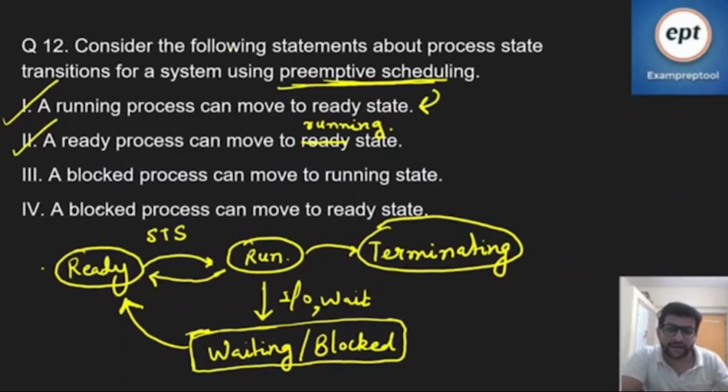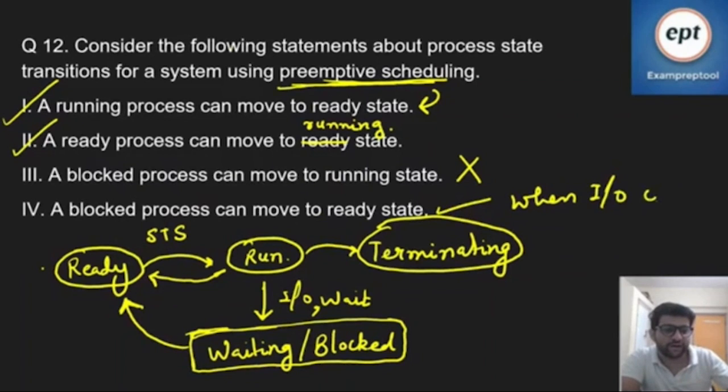The third option states that a blocked process can move to a running state. This is completely wrong. As I said, it is not possible for a process to move from a blocked state to a running state. A blocked process can move to a ready state. Yes, when the IO operation completes. So this is also correct. Which of the following statements about the transitions are true? The answer is 1, 2, and 4. Okay, moving on to the next problem.